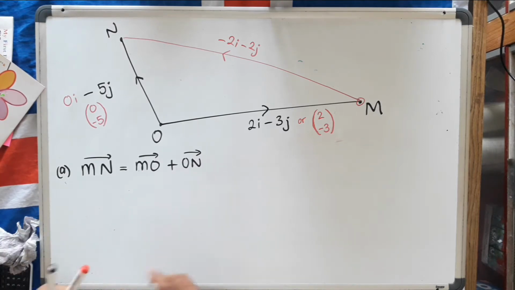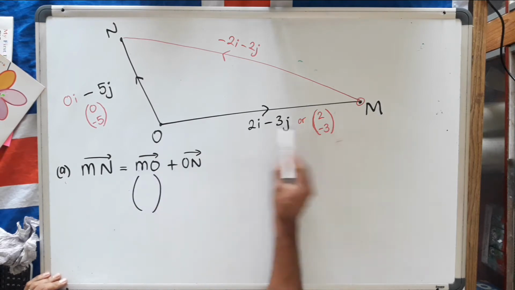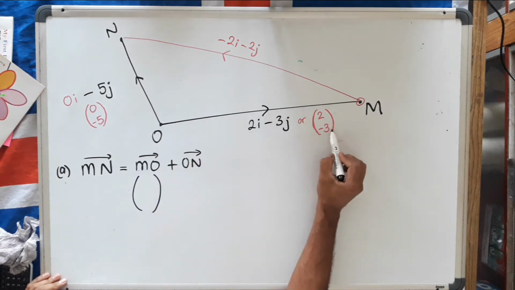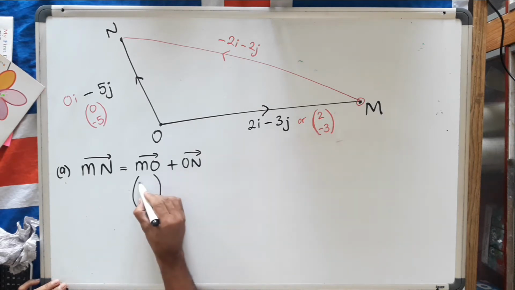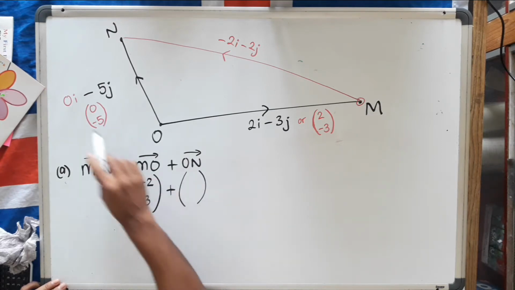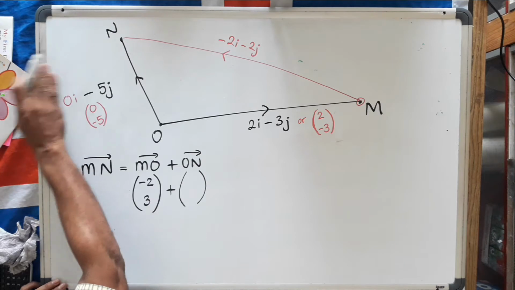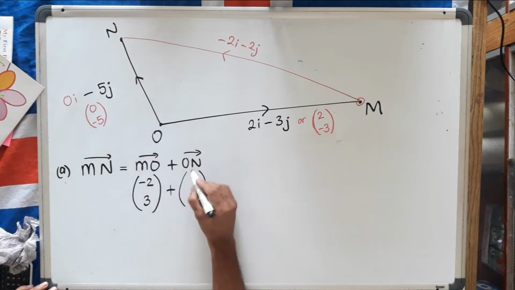Okay. Let's work it using the column form. Some people love this method. M to O is the value of OM, so we just have to make the signs the opposite. Positive 2 becomes negative 2. Negative 3 becomes positive 3. Plus ON. Remember the i value wasn't written, but if it's not written, it's automatically 0. And i has to come before the j. The i's go on top and the j's go underneath. So ON is 0, minus 5.